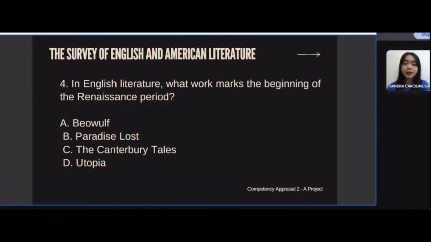Chaucer's The Canterbury Tales, in the late 14th century, bridges medieval and Renaissance thinking, incorporating realism, satire, and character studies. While letter A, Beowulf, is Old English, pre-Renaissance. Letter B, Paradise Lost, is from the later Renaissance. And letter D, Utopia, is a Renaissance work by Thomas More, in prose, not a literary marker.